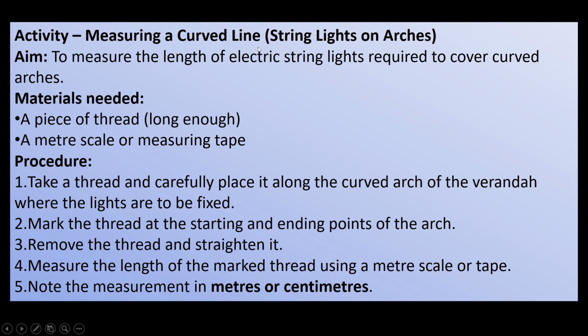Activity: measuring a curved line, straight lines on the arc. Aim: to measure the length of electric string lights required to cover the curved arc. Materials needed: a piece of thread long enough, a meter scale or measuring tape. Procedure: 1. Take a thread and carefully place it along the curved arc of the veranda where the lights are to be fixed. 2. Mark the thread at the starting and end points of the arc.